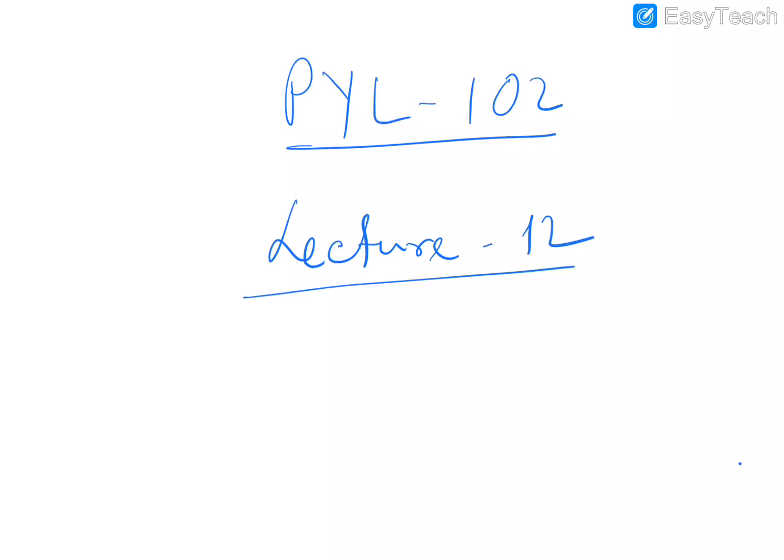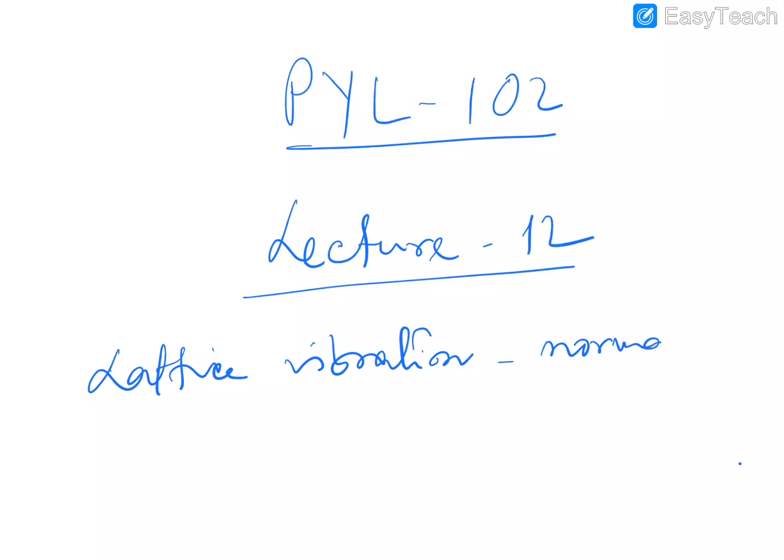All right, welcome students to lecture 12. In this lecture, today I'll be discussing the lattice vibrations for a diatomic lattice. That means this is a lattice with a basis where the basis has two atoms. So this is what we'll cover: lattice vibration and normal modes of lattice vibration for a diatomic lattice.